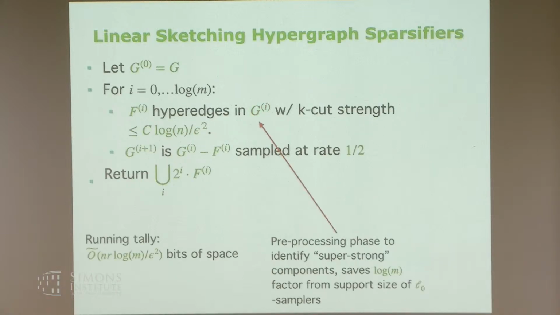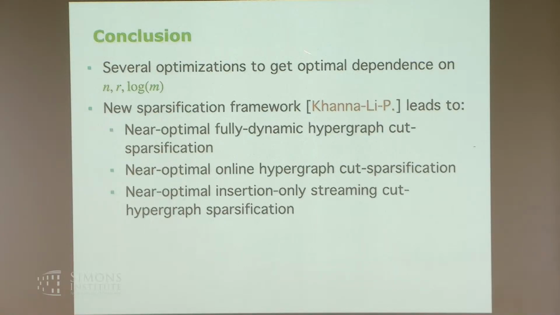And this gives you the running tally where we have this Õ(nr log m / epsilon squared). The lower bound follows from basically bootstrapping some of these lower bounds for L0 samplers. And in particular, a lower bound even holds for the setting of just recovering a single spanning forest of a hypergraph.